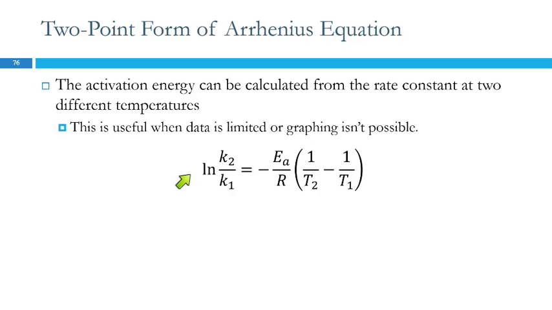So this is what's known as the 2-point form of the Arrhenius equation. And again, if you're interested in how you would get this from the linear form, I can show you, but I'm not showing the class because most of you don't care. So this is useful when your data is limited or you don't have the capability to graph something, because you don't need to make a graph.